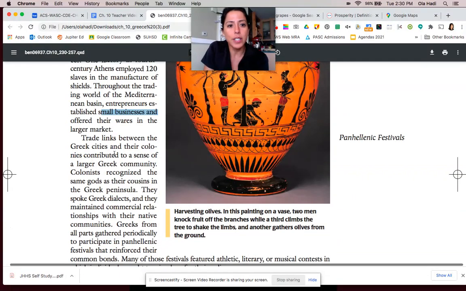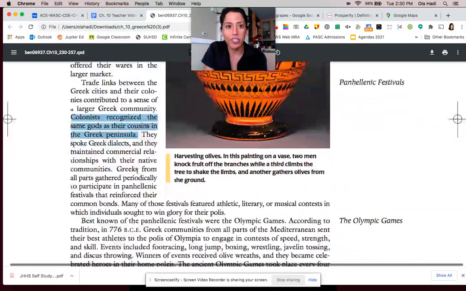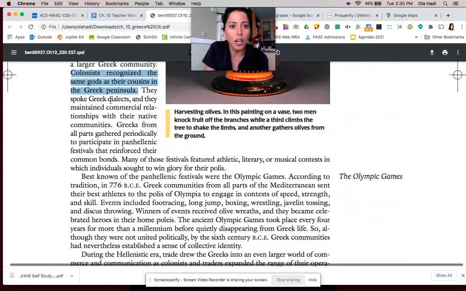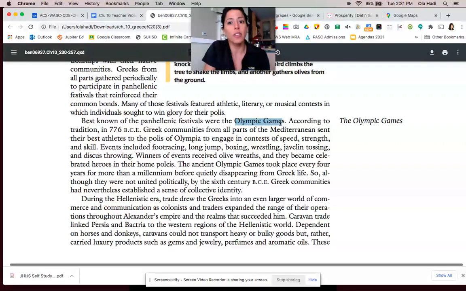Trade connected the Greek cities to other Greeks in the larger Mediterranean communities. And so they had a lot of similar culture. For example, they recognized the same Greek gods, even though they spoke slightly different languages, they had different dialects. They could communicate with their quote-unquote cousins, and they would gather from time to time in what are called pan-Hellenic festivals. So pan means all, and Hellenic comes from the word Hellas, which just means Greek. So all the Greeks together festivals. And the most famous festival was the Olympic Games.